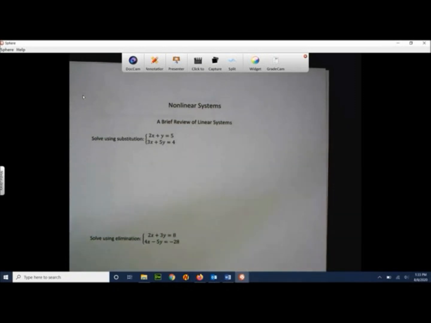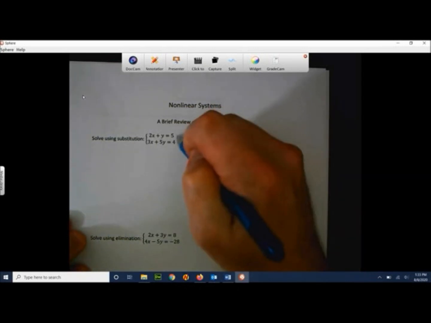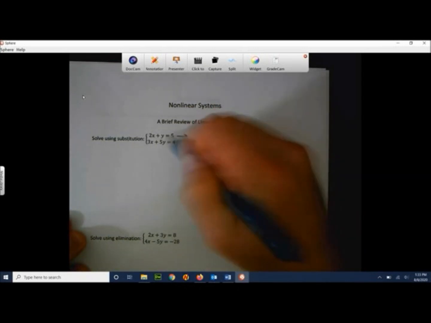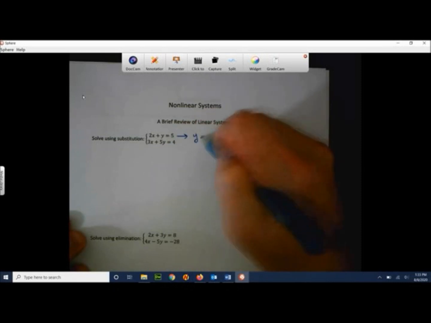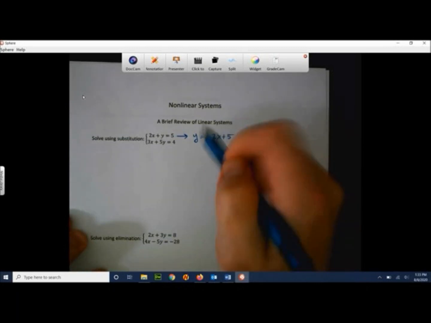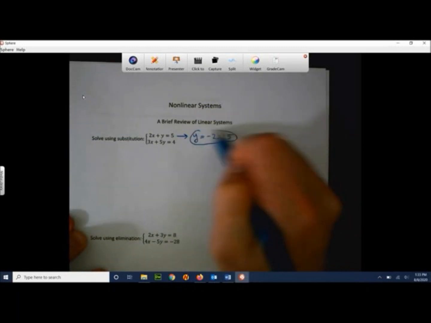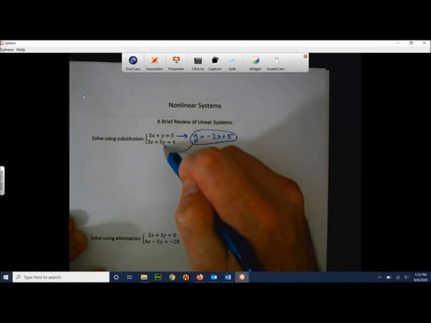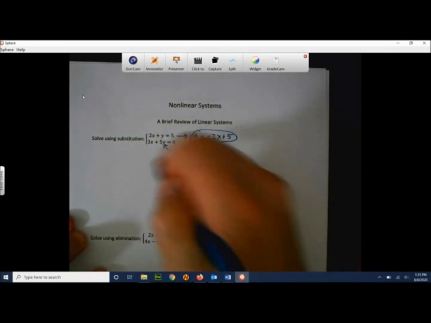All right, so the two techniques are substitution and elimination. The way substitution works is you take one of the equations and you get one of the variables all by itself. So for example, for this problem, it would be easy to get y all by itself. y equals negative 2x plus 5. And then this is called substitution because I take that answer and I literally substitute it into the other equation.